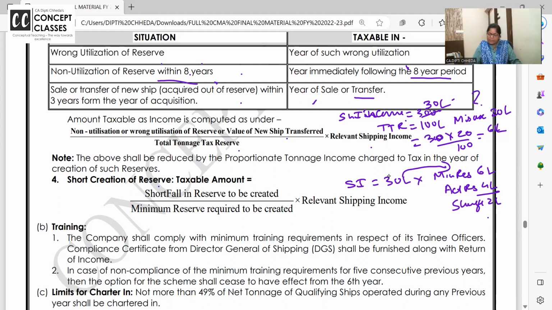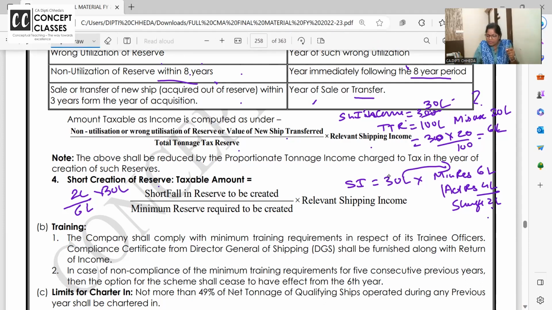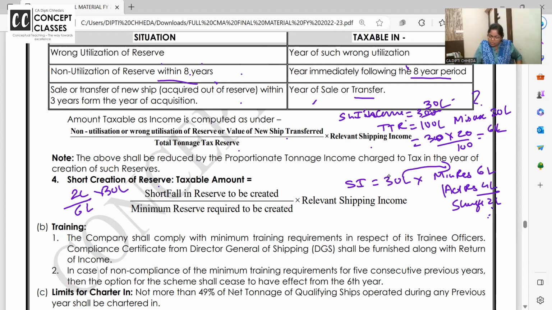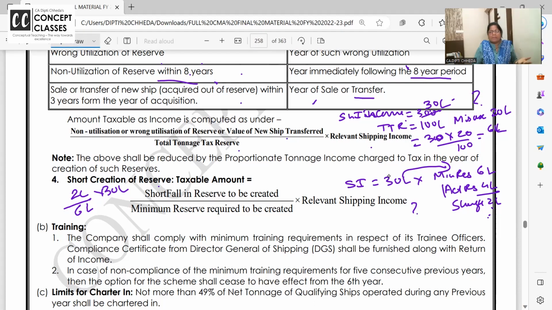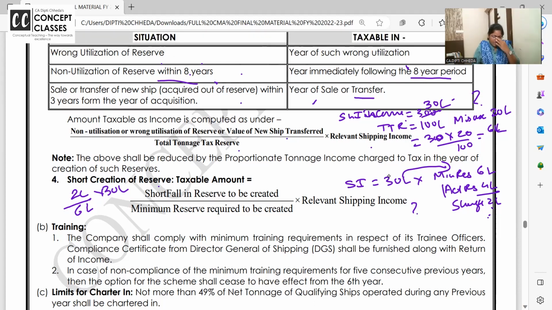Now how is this going to be taxable? Proportionate way. So shortfall कितना है आपका? 2 lakh. Minimum reserve कितना है आपका? 6 lakhs. Multiplied by relevant shipping, 30 lakhs. In 30 lakhs, 6 lakhs reserve you had to create, but there was a shortfall in the reserve, 2 lakh. Not what you have created, shortfall. So proportionate income will be added back. Followed? We gave you a deduction, but then there was a shortfall. तो ये add back हो जाएगा.